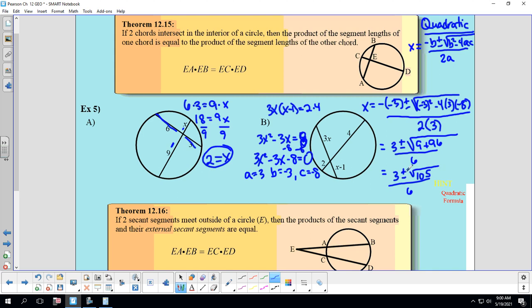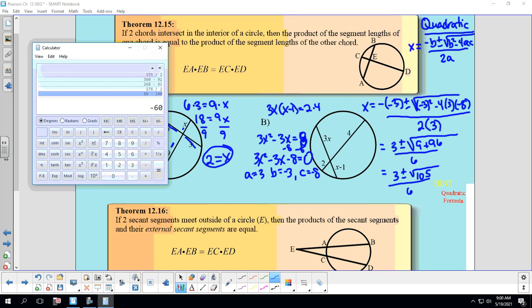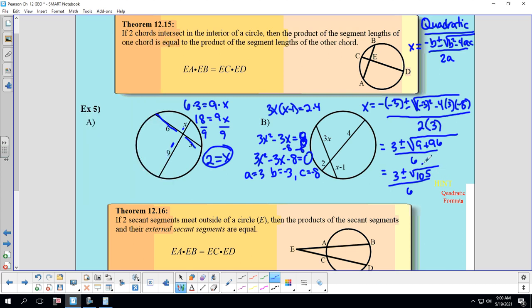And so think about this. If we take a look at the square root of 105, it is 10.2. Now 3 minus 10.2 is going to give us a negative number. So the negative version of this does not go with our problem because we can't have negative distances. So the one that we have to use is the positive one. So we have to use the 3 plus 10.2 divided by 6.